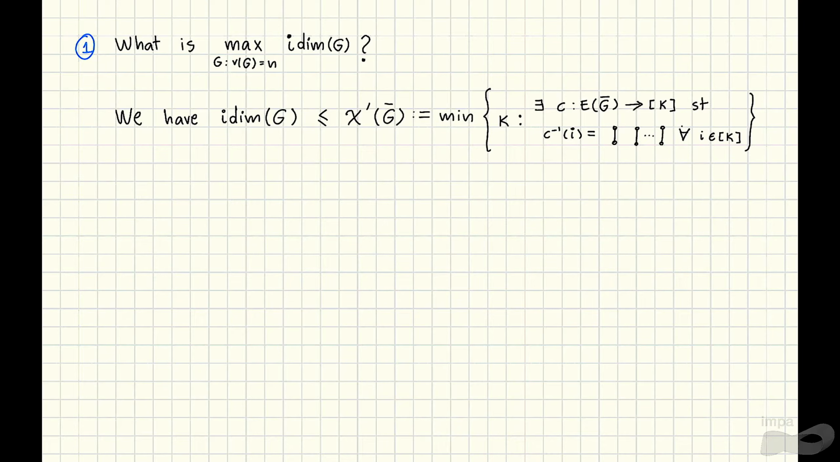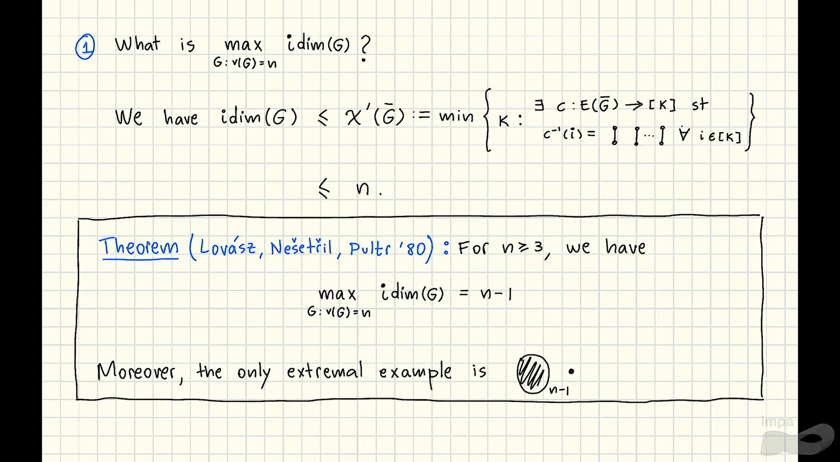Is it clear? Good. Right. And this can be, say, at most n. Let's just give this silly bound. Is this sharp? Can someone give me some example which is close to n? Chromatic index or for IDIM? For IDIM, sorry. Exactly, perfect. The complement of a star is just going to give you n minus 1, right? You take each non-edge, and you need n minus 1. And this is exactly the truth. This was shown by Lovász, Nešetřil, and Pultr in the 80s, that for every large n, the maximum is exactly n minus 1, and the only extremal example is given by this star. So we are done with the first question.